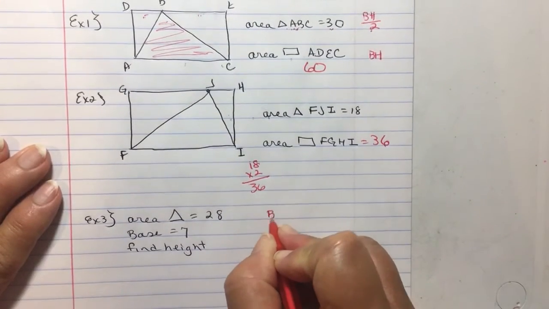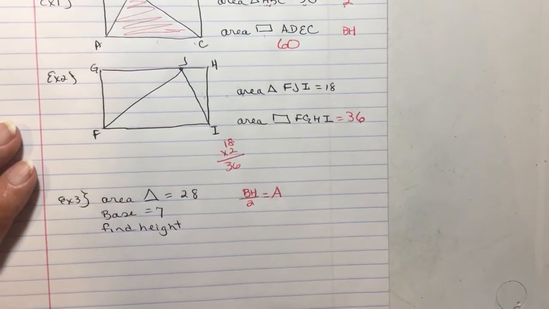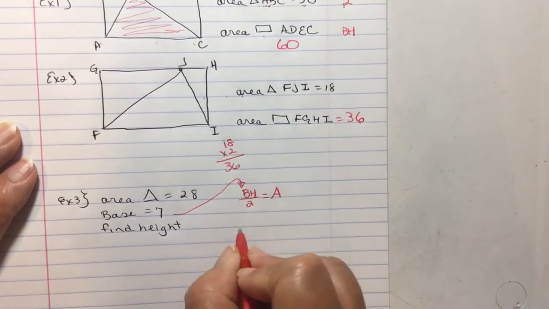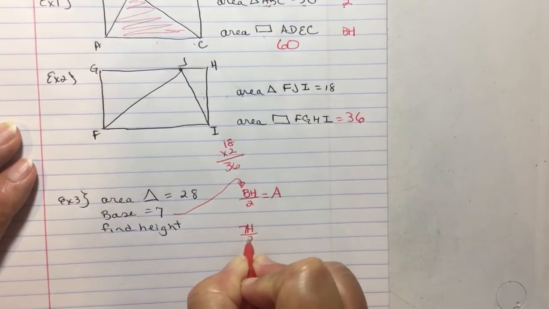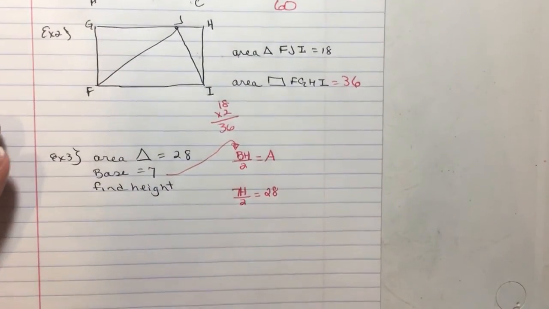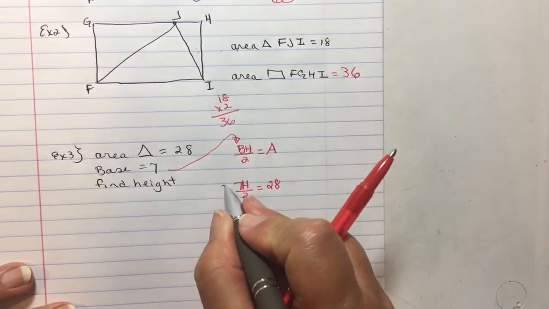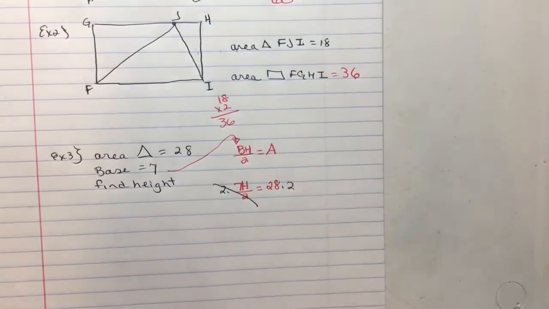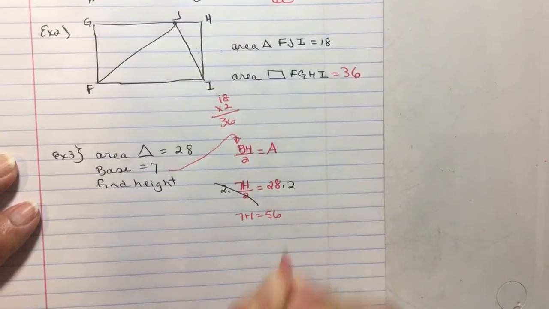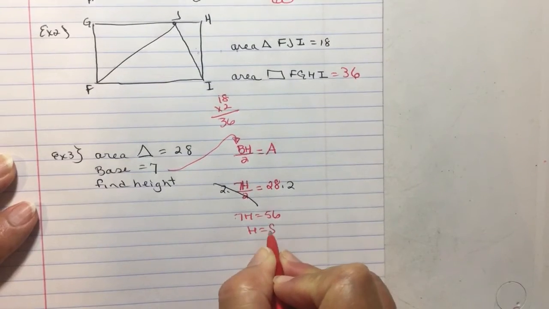Okay. Well, the base times the height divided by 2 equals the area. So let's just start plugging in some values. You know the base is 7, but you don't know the height. 7 times the height divided by 2 is the area of 28. Basic equation solving, you're going to multiply both sides by 2, and you knew that because before you divided by 2, you had 56, divided by 7 gives you a height of 8.